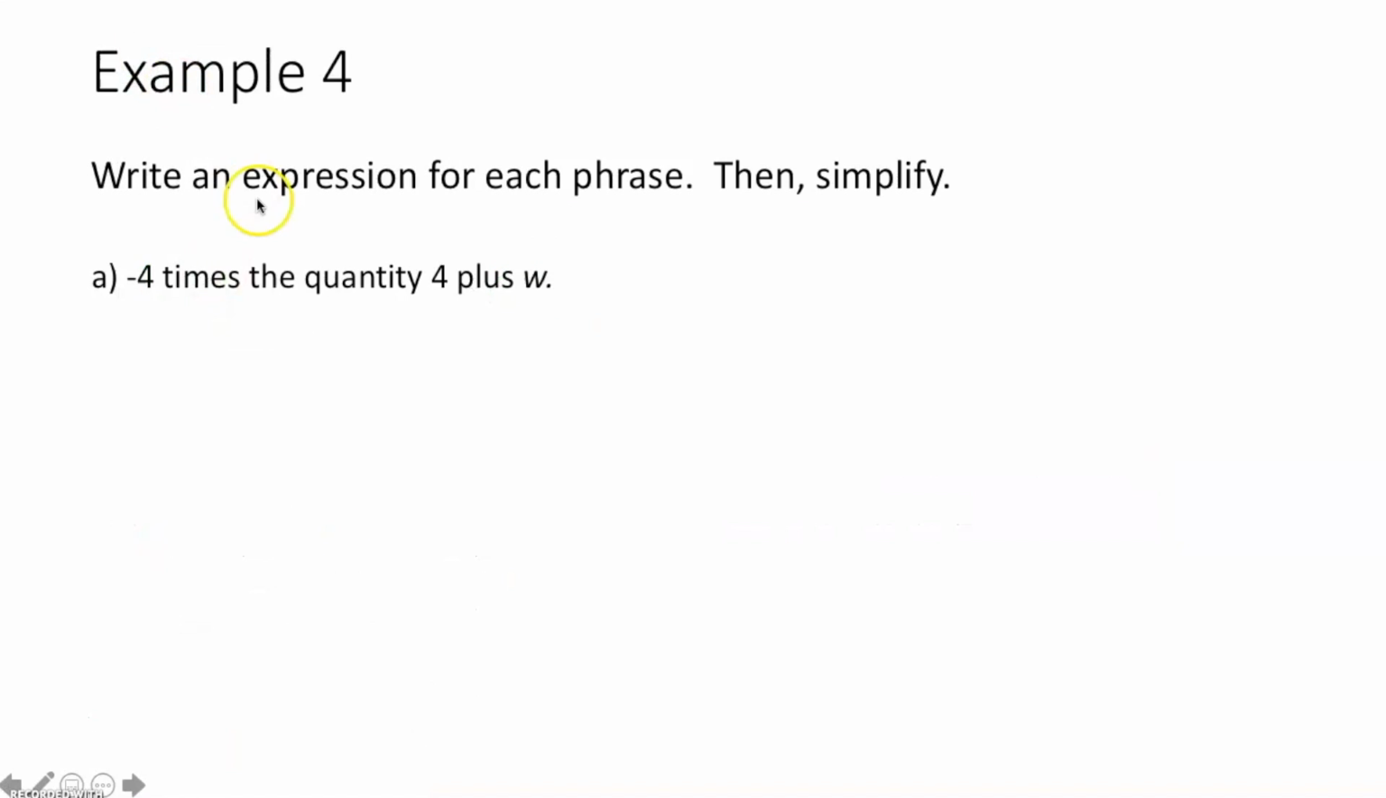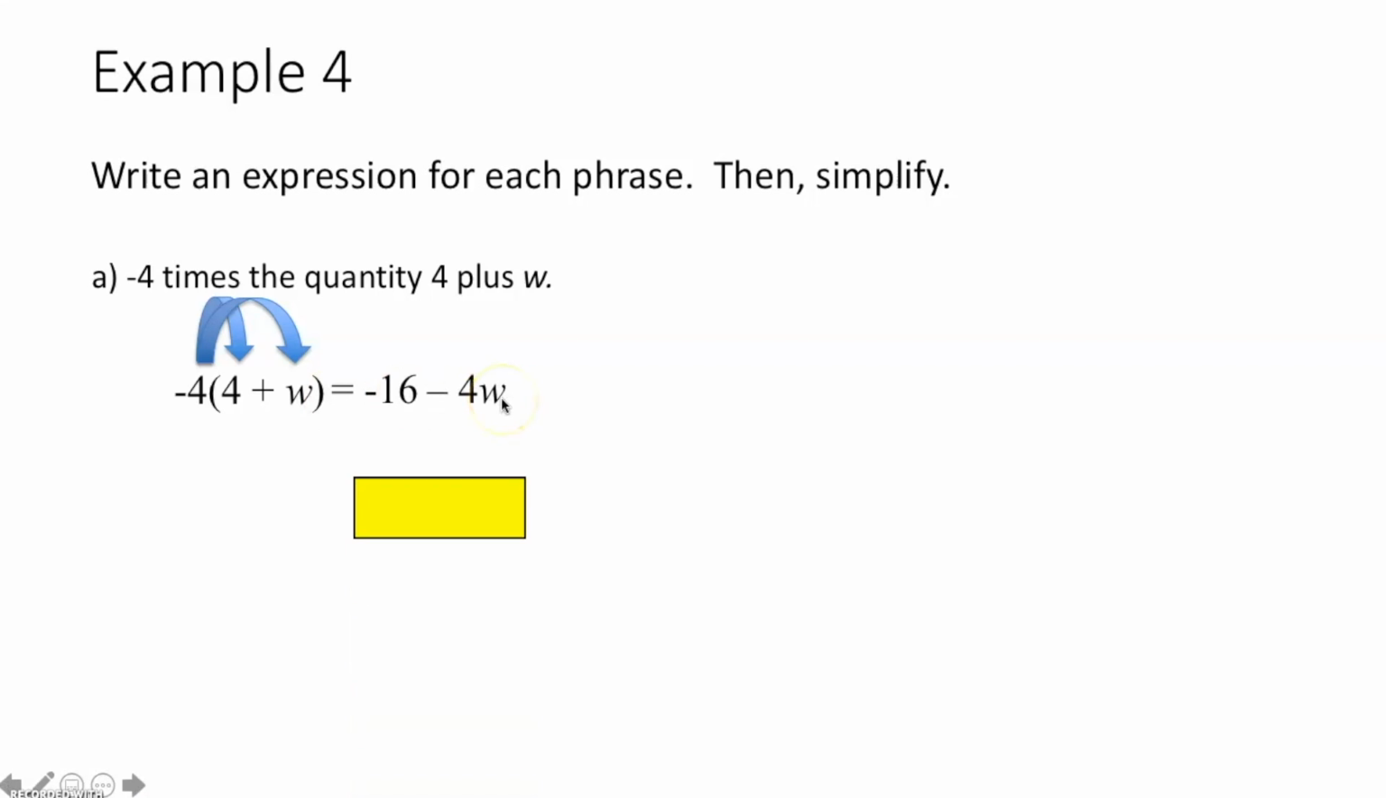Okay, example 4 says write an expression for each phrase, then simplify. So we have negative 4 times the quantity, 4 plus w. Negative 4 times, so it's going to be multiplication, and then the quantity. When you see that word, that means put parentheses, and then whatever comes next is going to go inside the parentheses. So it's going to be negative 4 parentheses 4 plus w. Now all this means is that we're going to use the distributive property. So negative 4 times 4, this is negative, this is positive, so that's going to be negative 16. And then negative 4 times w is going to be negative 4w. So we just write minus 4w, and you're done.